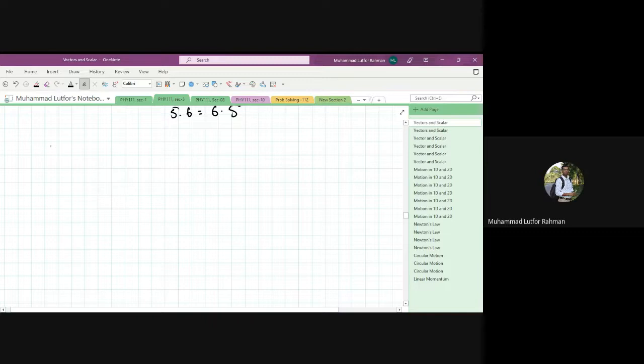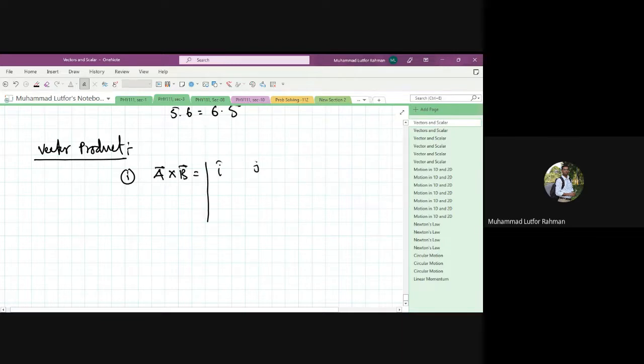Now let's talk about the vector product. There are two ways over here. First one, you can use the determinant process with i, j, and k. So I'm going to write the coefficients of vector a, which are ax, ay, and az, and the components of b, bx, by, and bz.